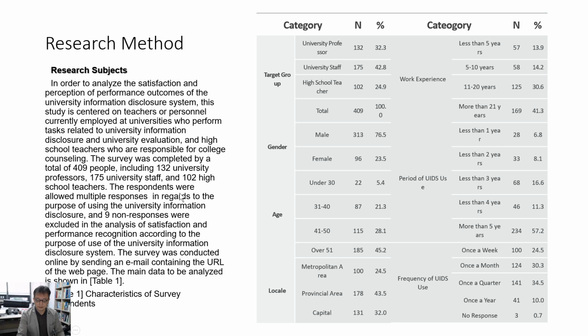The respondents were allowed multiple responses in regard to the purpose of using the university information disclosure, and 9 non-responses were excluded in the analysis of satisfaction and performance recognition according to the purpose of use of the university information disclosure system. The survey was conducted online by sending an email containing the URL of the web page. The main data to be analyzed is shown in Table 1.